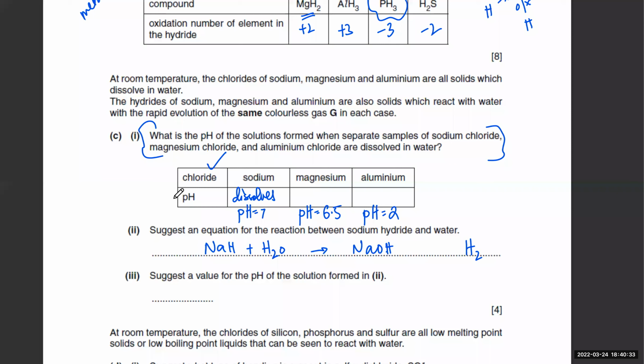Did he say? बस और कुछ भी नहीं बताया. So this is just guesswork. Suggest the pH of the solution formed, that's alkaline, basic. So let's call that pH 12. Okay, that's basic.